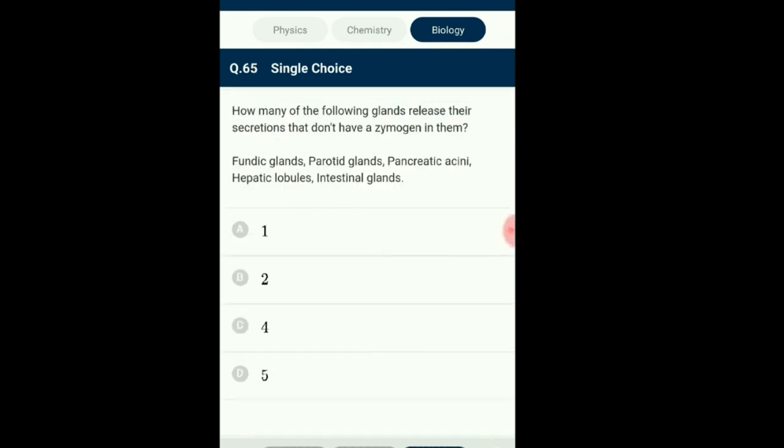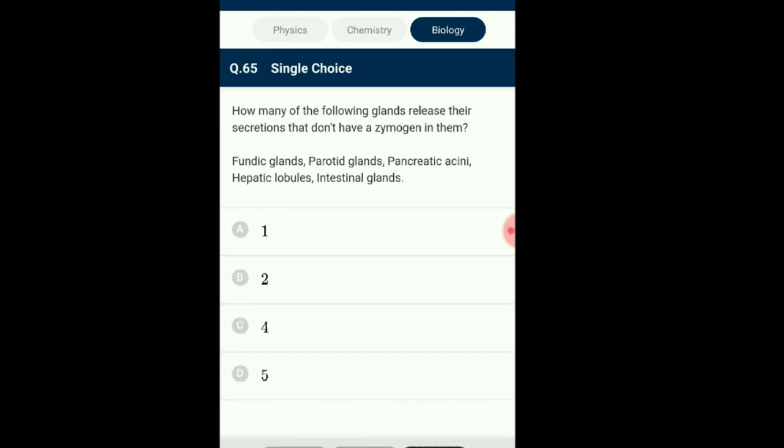Question number 65. How many of the following glands release secretions that do not have a zymogen in them? Zymogens, or proenzymes, are inactive forms of enzymes that get activated by certain conditions. Fundic glands secrete pepsinogen. It is a zymogen that gets converted into pepsin in the presence of HCl. Pancreatic acini secrete trypsinogen, chymotrypsinogen and procarboxypeptidases which are all zymogens. Parotid glands secrete salivary amylase which is not a proenzyme.